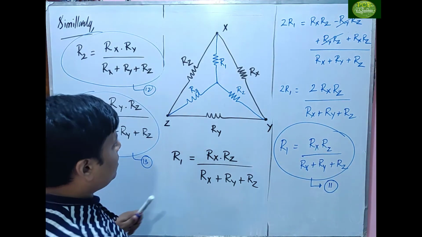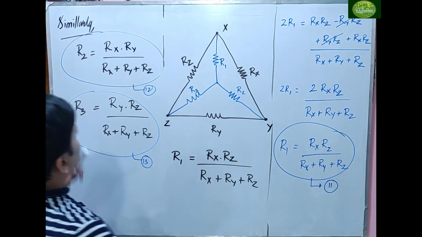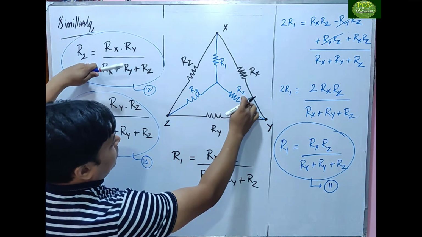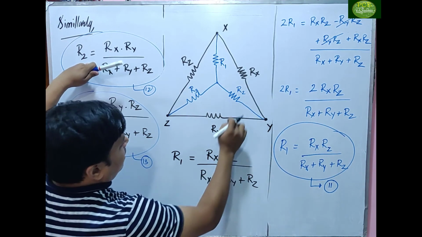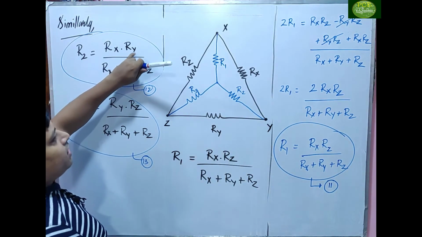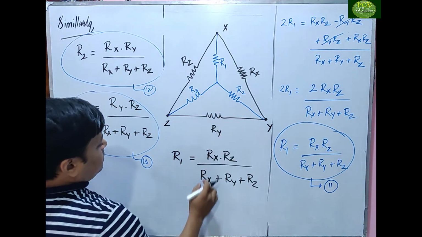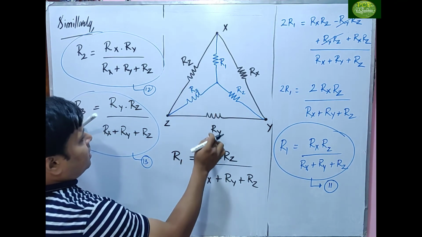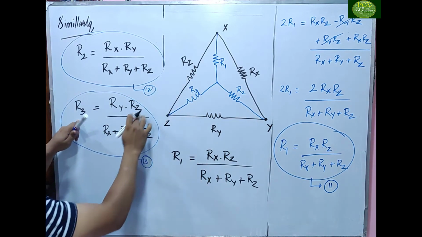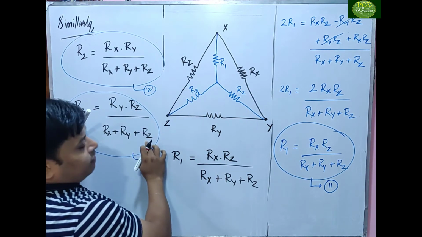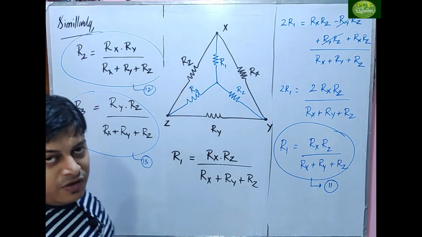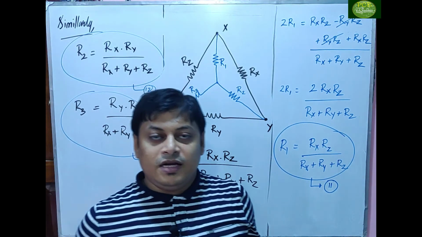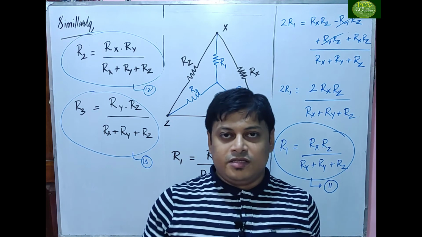Now same thing you see here, R2. If I consider R2, what am I getting here? For R2, either of the sides is Rx and Ry. So I multiplied Rx into Ry divided by Rx plus Ry plus Rz. Similarly, R3, either of the sides it is Ry into Rz, so Ry into Rz divided by Rx plus Ry plus Rz. In this way, we have derived the conversion of the delta to star connection.